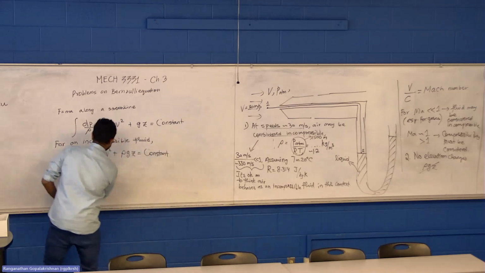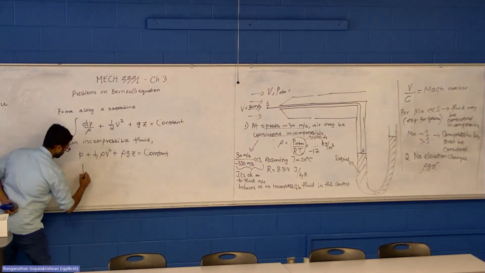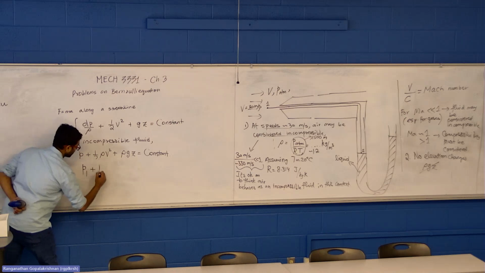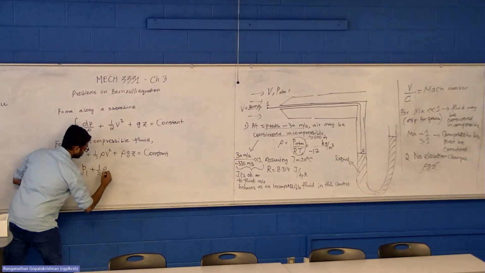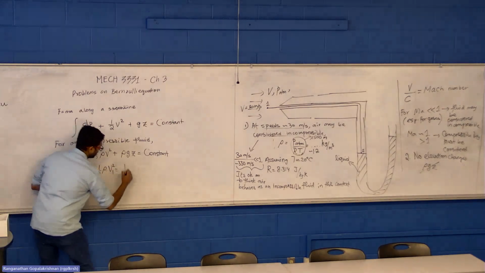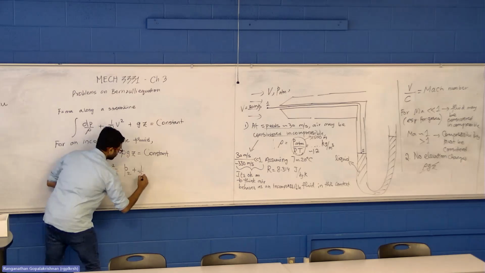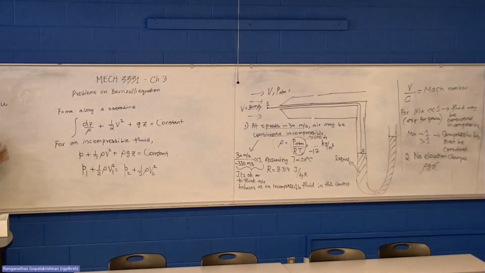So then we are going to write the Bernoulli equation between points 1 and 2. At point 1, we'll call it P1 plus half rho V1 squared equals P2 plus half rho V2 squared. All Bernoulli equation problems follow this template. You have to identify 2 points and apply the Bernoulli equation between those 2 points. That's the procedure.